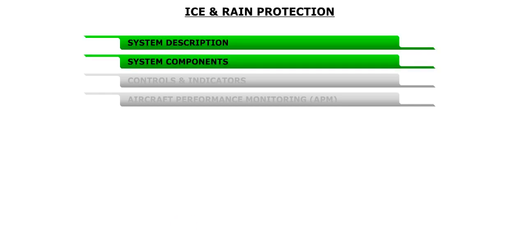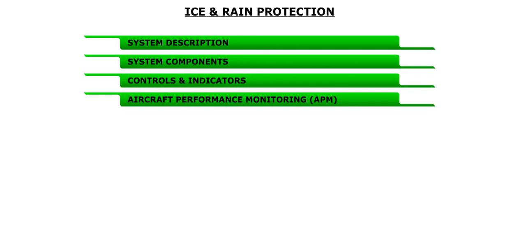In this module, we will look at the ice and rain protection system. First, we will start out with a description of the system. Next, we will look at individual components of the system. After that, we will look at the controls and indicators that were not covered during the system description. Finally, we will look at the Aircraft Performance Monitoring, or APM system.